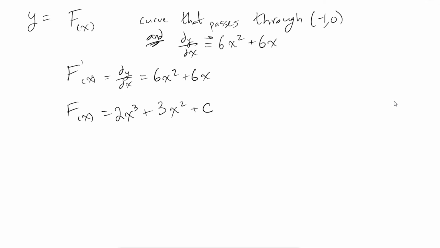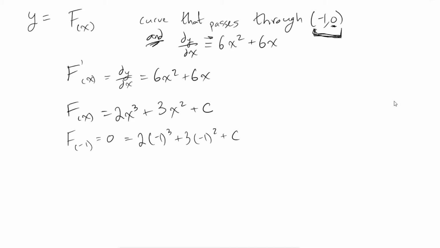But we want to solve for c. We want to find an actual equation. So we're going to substitute in our information here, our point. So we want the point -1. So f at -1 is equal to 0, it tells us. So 0 is equal to 2 times -1 cubed plus 3 times negative 1 squared plus c.